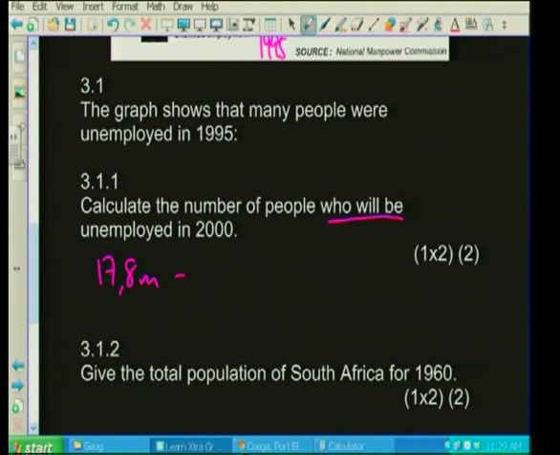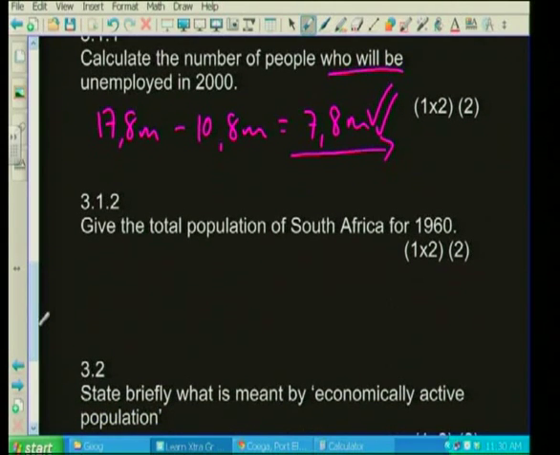17.8 million minus 10.8 million. A simple calculation, the answer is 7.8. 17.8 minus 10 is 7.8 million people. And that will get us our 2 marks. Those are the number of people who are going to be unemployed in the year 2000 as a projection.